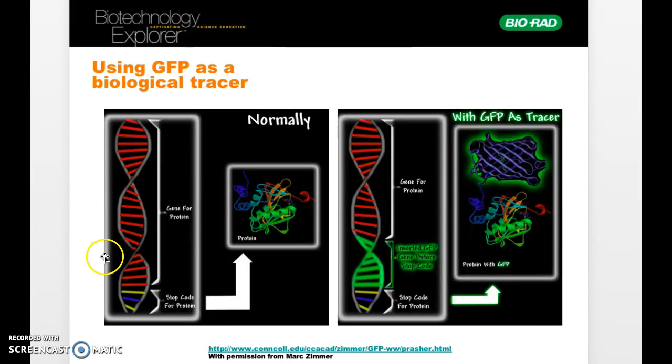And how we use GFP as a biological tracer is we have our normal DNA, and if there is a certain protein that you want to track, you want to see where this protein is being expressed, or even where this protein is being made, and where this protein travels to after it is made. So we can insert a GFP gene right at the end of the gene for the protein that you want to track. Then this protein is going to have a GFP marker attached to it so that this protein can glow.